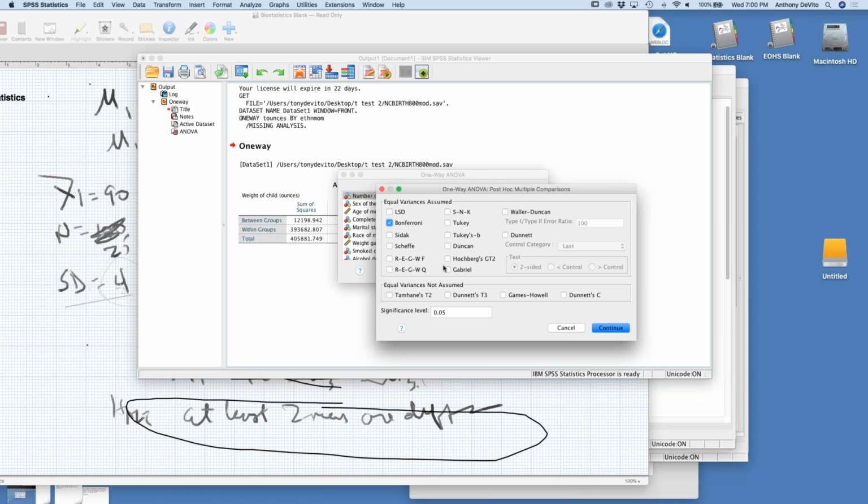It's preferable in certain situations. For the most part, we're going to use either Bonferroni or Tukey.